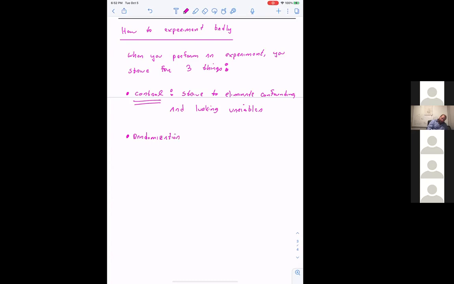Next, randomization. Always assign treatments to subjects randomly. Everyone should get a treatment based purely on randomization, never on, oh, that's a nice shirt you're wearing today, so let's give you this drug. Or, oh, you're tall, so let's do this. It should always be random. And the last one is replication.